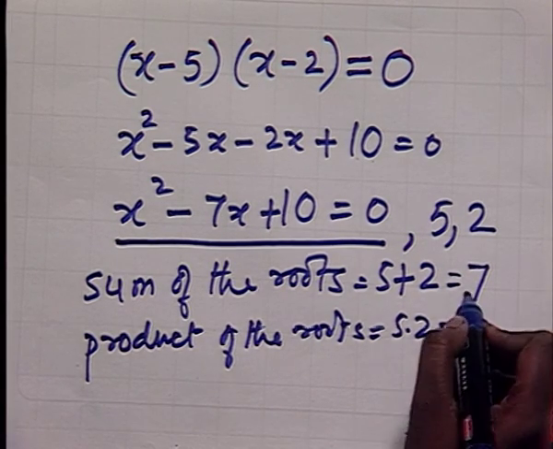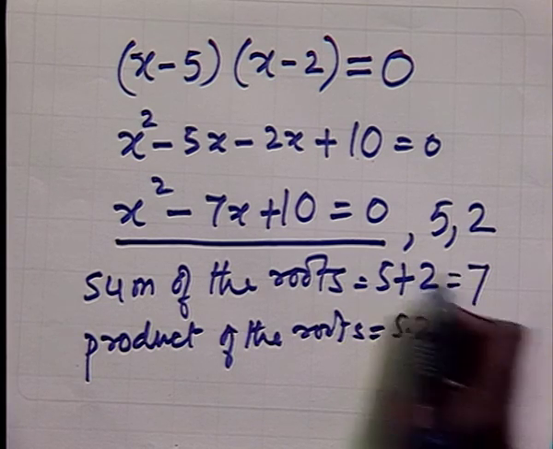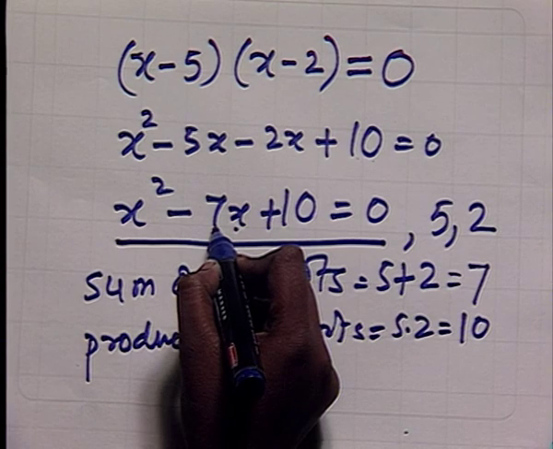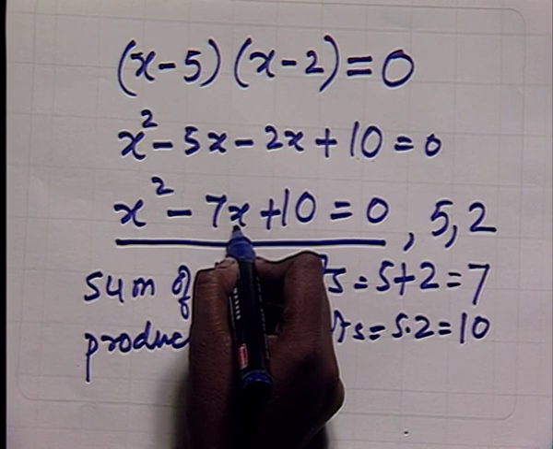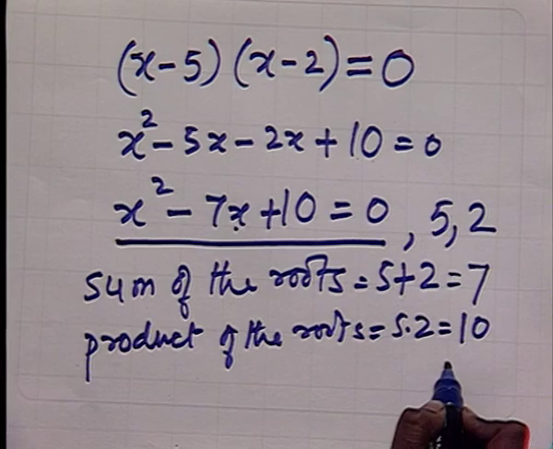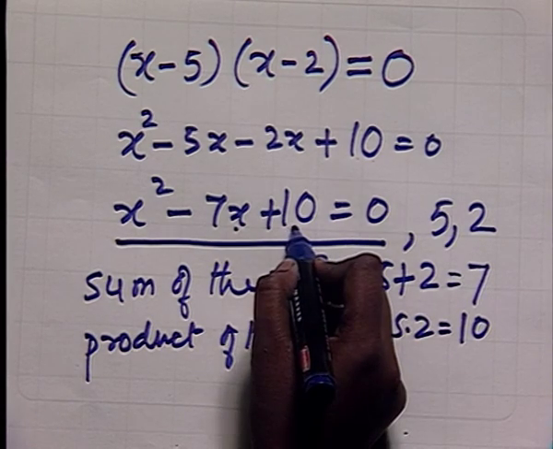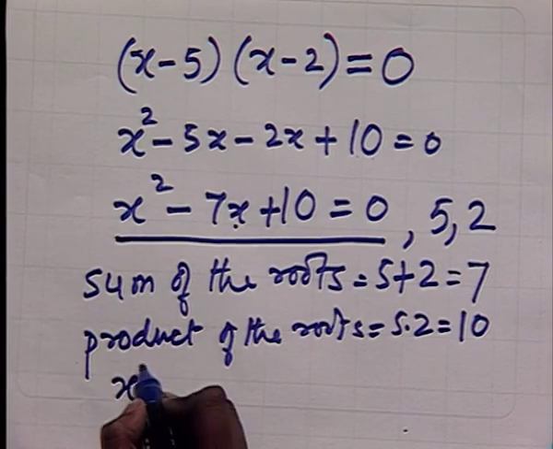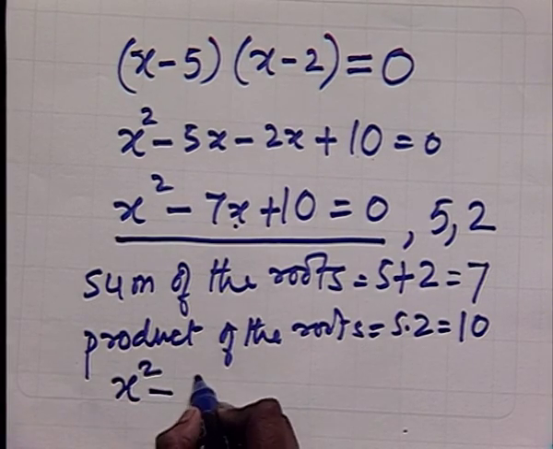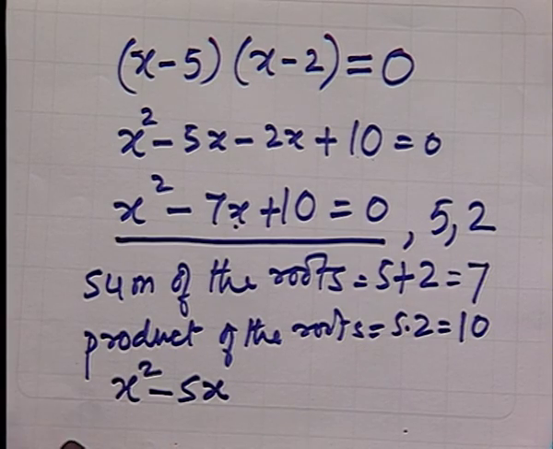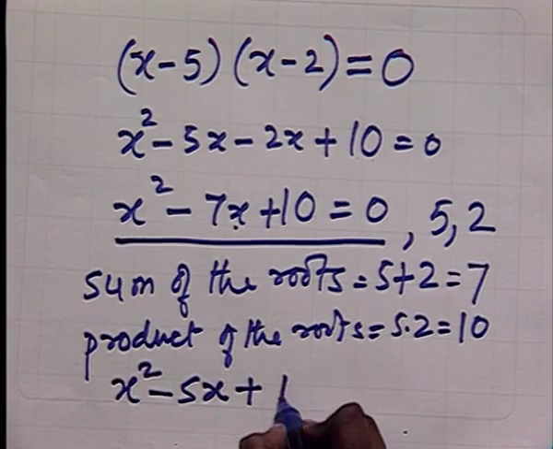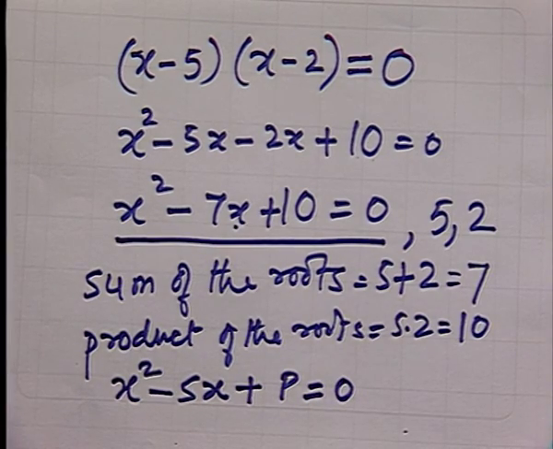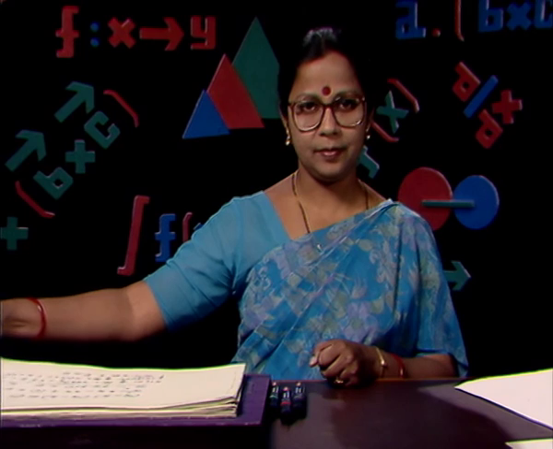Observe that minus times this sum is the coefficient of x here, that is −7 is the coefficient of x here, and the product of the roots, that is 10, is the constant term here. So, our equation should become x² − (sum of the roots)x + product of the roots = 0. Let us consider another example.